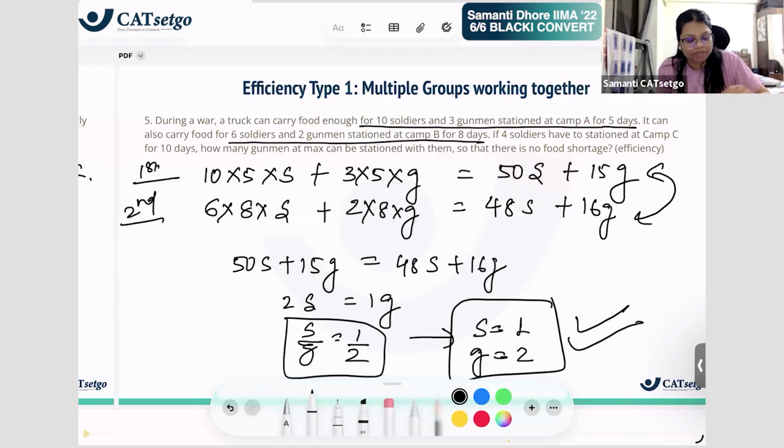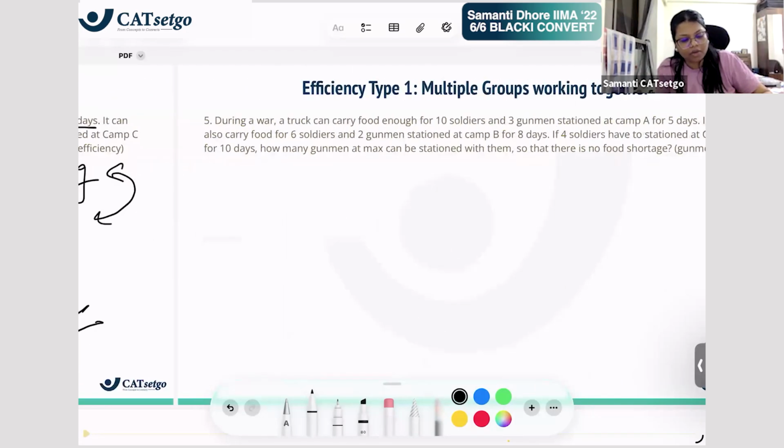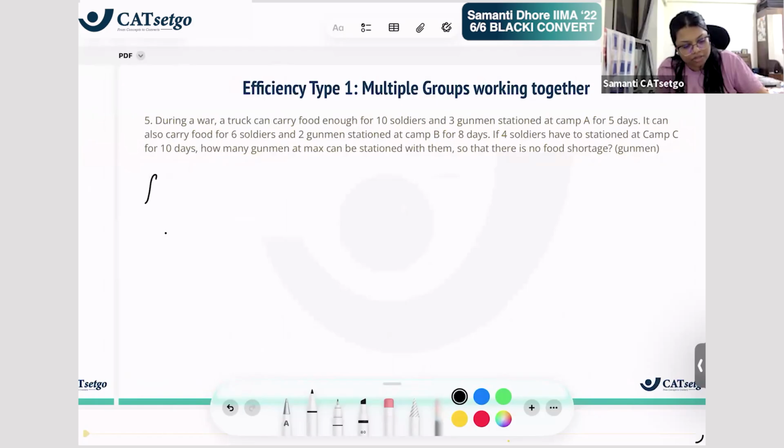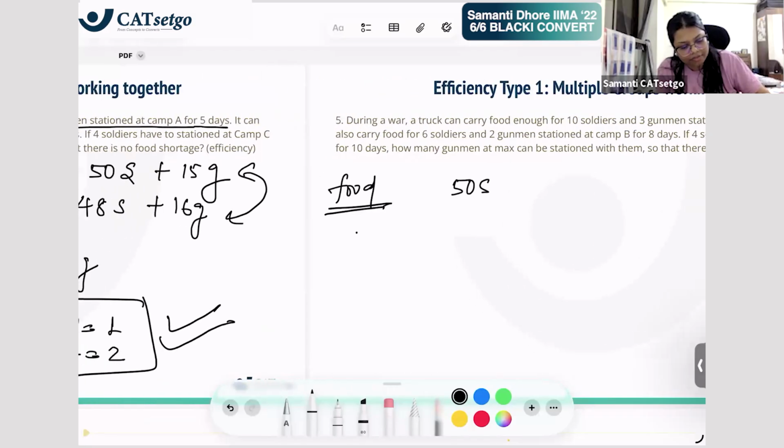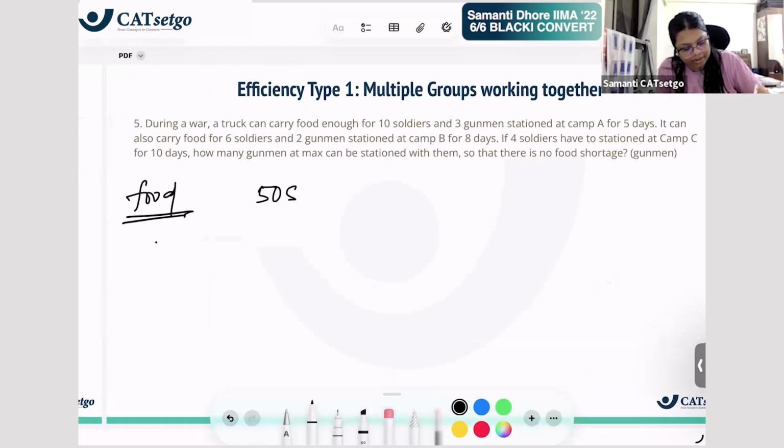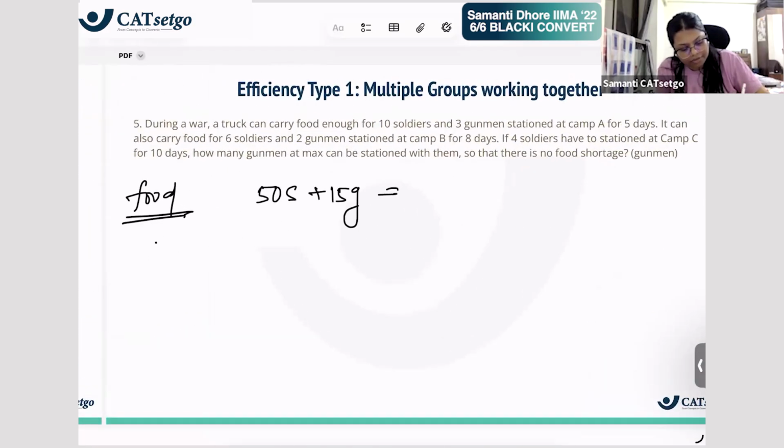Now once we have found out efficiency, what do we need to know? We need to be like, okay. So how much food is the truck carrying? Truck is carrying, let's say 50S plus 15G food. दोनों में से एक लेना है ना. 50S plus 15G food वो carry कर रहा है. Right? S is 1 and G is 2. So which is 80 units.